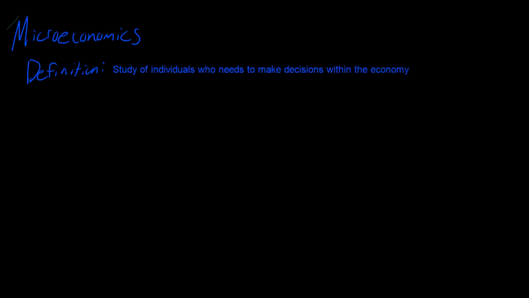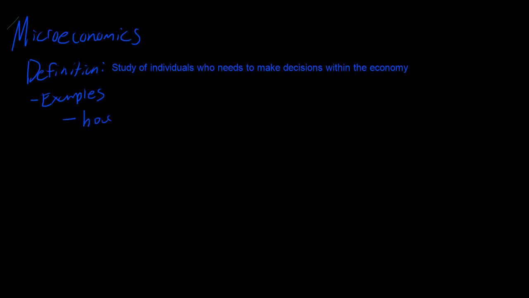Think of these for your example. Examples are things like households, your mom and dad. They have to figure out what they should buy with their scarce amount of money. Workers are also a type where you have to place each worker in a certain area, and we have to maximize their time. And businesses are also a thing we would study within microeconomics.